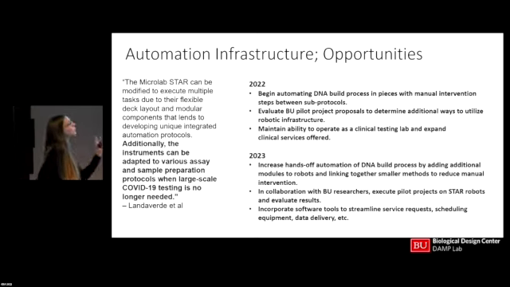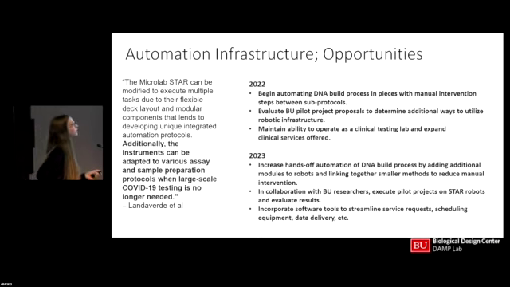And then a little more distant future is to increase hands-off automation of the DNA assembly process by adding additional modules to robots and linking together smaller protocols to reduce manual intervention. So this would basically be, we've decided that it's worth it to automate those steps. So rather than having the person move the things around or take a plate off to seal it, we've decided we need to add in a module to seal the plate. We decided we needed to add in a non-deck thermocycler. And then executing the pilot project.